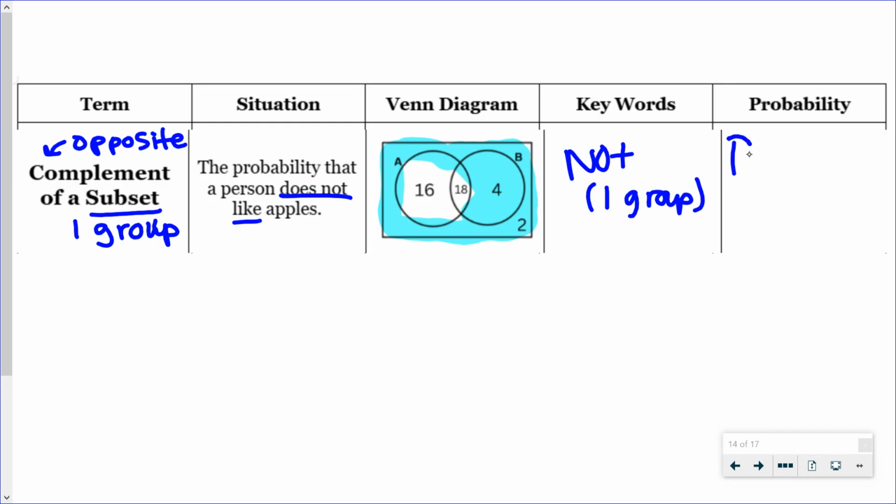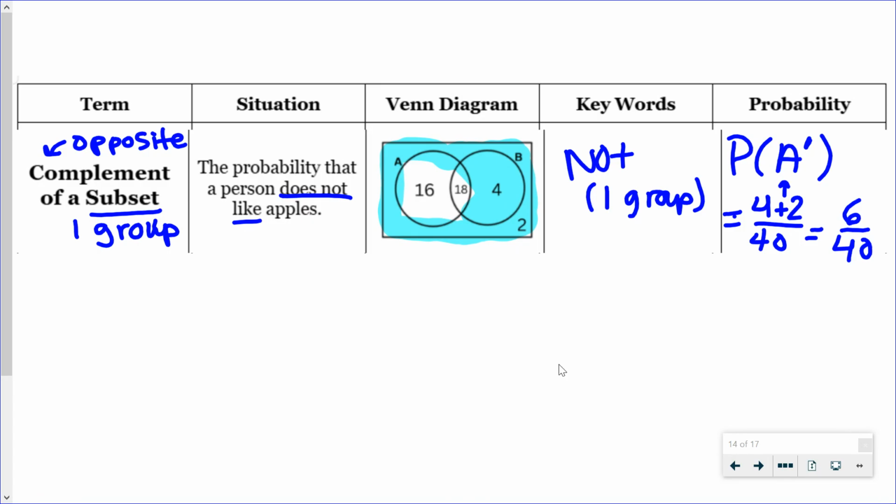And the way we signify complement is we write what is it that we're trying to find the opposite of, and then we put an apostrophe after. So this means not A. Well, what are the things that don't include A? We have the 4 people that don't like bananas, or that like bananas but not apples, and the 2 people that didn't like anything over our total, which is equal to 6 over 40.